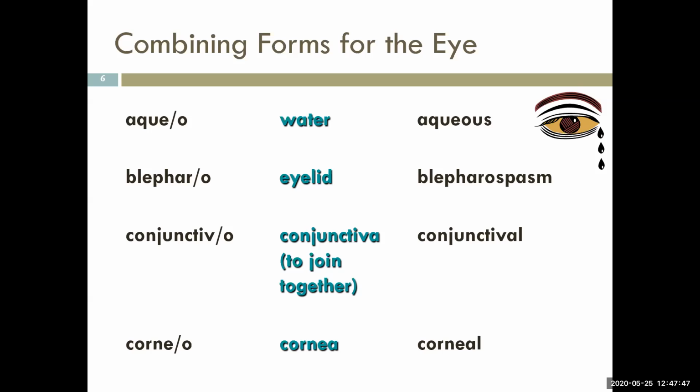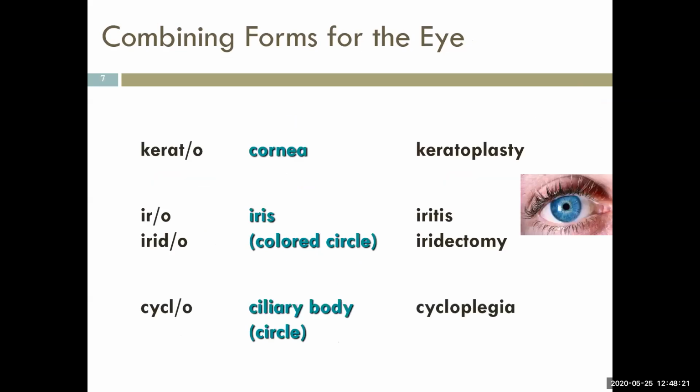Conjunctiva is the mucous membrane that lines the eyelids and the outer eye surface. It means to join together, brings that together. So conjunctival, AL meaning pertaining to, is pertaining to the conjunctiva. Some people say conjunctiva, so it just depends on how you want to pronounce that. Conjunctiva is basically how it would be pronounced within the book. Corneal is pertaining to the cornea of the eye. Kerato also means cornea, so keratoplasty, plasty meaning surgical repair of the cornea.